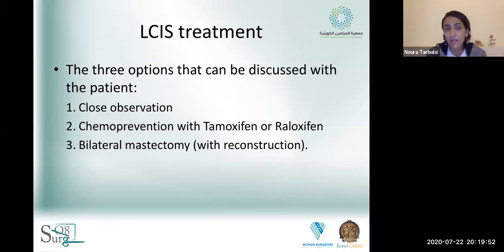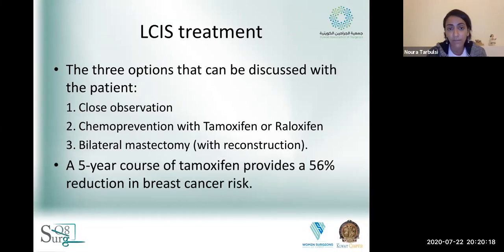And the most aggressive means of decreasing the risk of cancer from LCIS is bilateral mastectomy with immediate reconstruction. This is an option that we usually discuss when we're dealing with very young patients. We tell them that they're very young and their lifelong risk of malignancy will be high, so it's better to deal with it surgically rather than taking tamoxifen and dealing with the side effects for many years. A 5-year course of tamoxifen provides a 56% reduction in the risk of breast cancer, both sides.